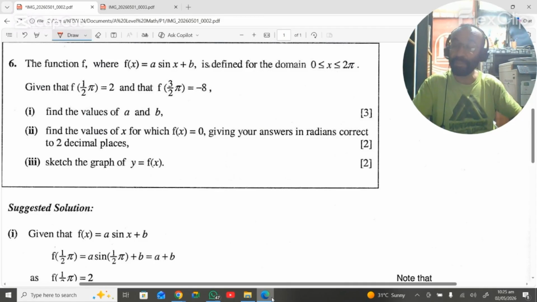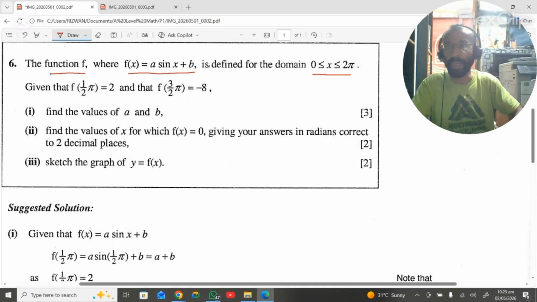Morning students, today we are going to solve another question from the Pure Mathematics 1 A levels, and the statement of the question is: the function f, where f of x is equal to a sine x plus b, is defined for the domain x greater than or equal to 0, less than or equal to 2 pi. Given that f of 1/2 pi is equal to 2 and f of 3/2 pi is equal to minus 8, find the values of a and b.